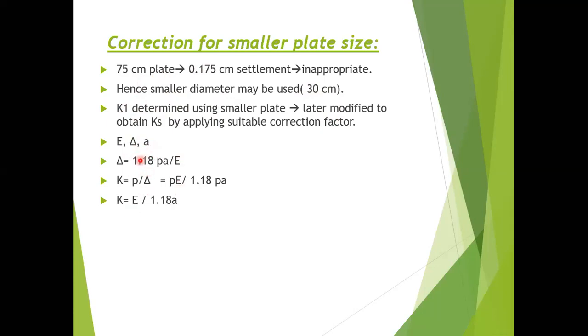Next, delta is equal to 1.18 Pa by E. This is the formula. 1.18 is the constant for rigid plate. Just remember this formula: delta is equal to 1.18 Pa divided by E. And what is the formula for K? The formula for K is P divided by delta. Just substitute delta here. The equation will become P divided by 1.18 Pa divided by E. P and P will get cancelled here. The final equation is K is equal to E divided by 1.18 a. Okay.